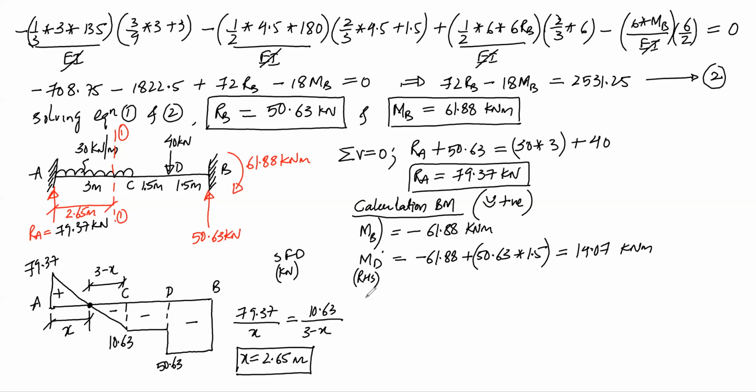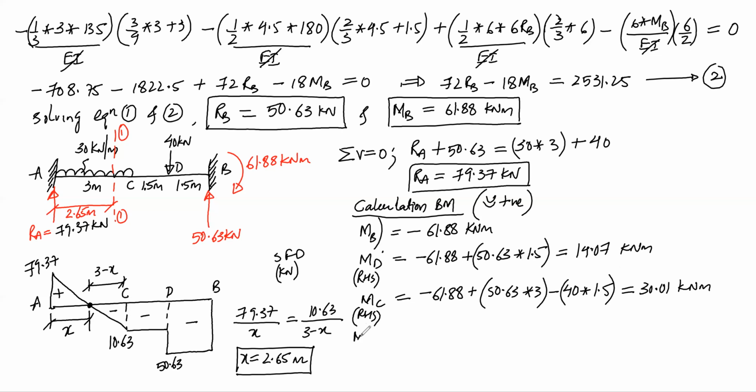And moment at C, if we consider the right hand side, will be hogging 61.88, and 50.63 into 3 meters, which will be sagging. So that is 50.63 into 3 sagging, and 40 into 1.5, which is hogging. So it is minus 40 into 1.5. So this will be 30.01 kilonewton meter.